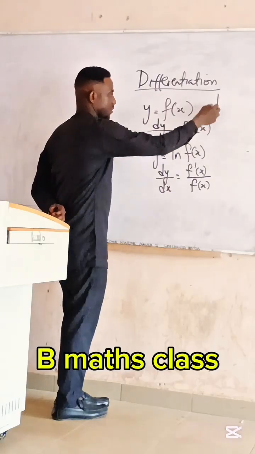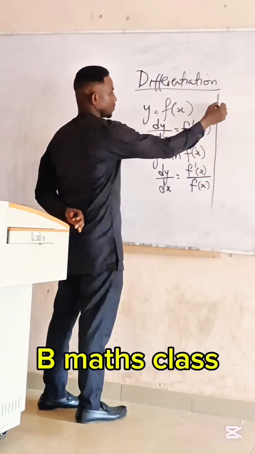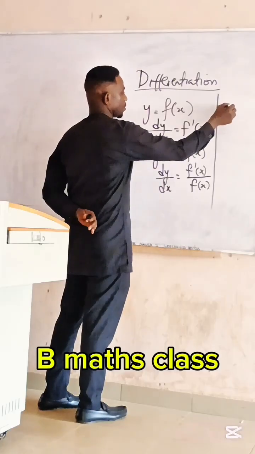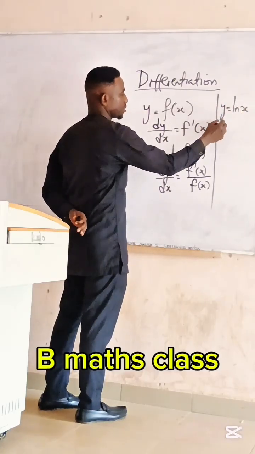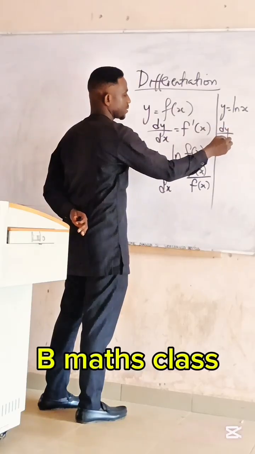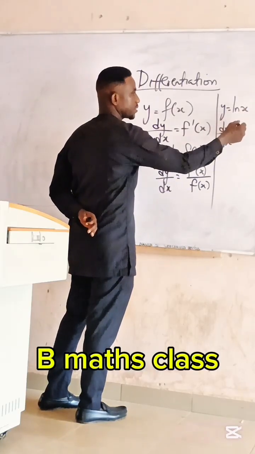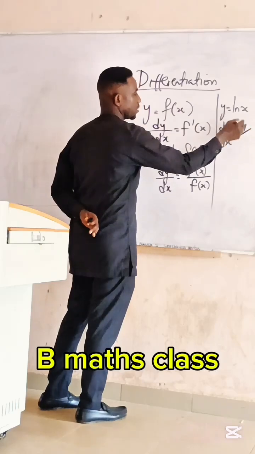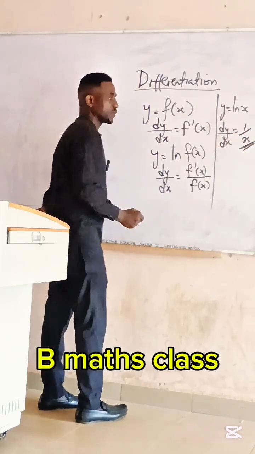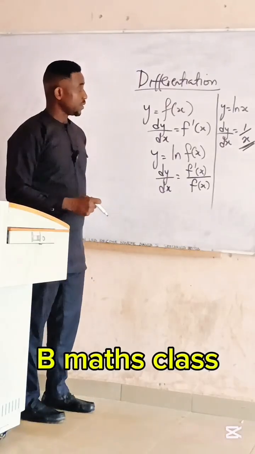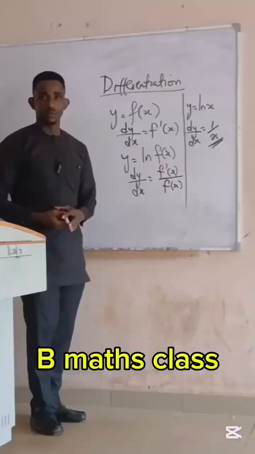So let's take a look at y equals ln x. So what you do is dy/dx is equal to differentiate x, you have 1, all over x. So that is how to find the derivative of a function.